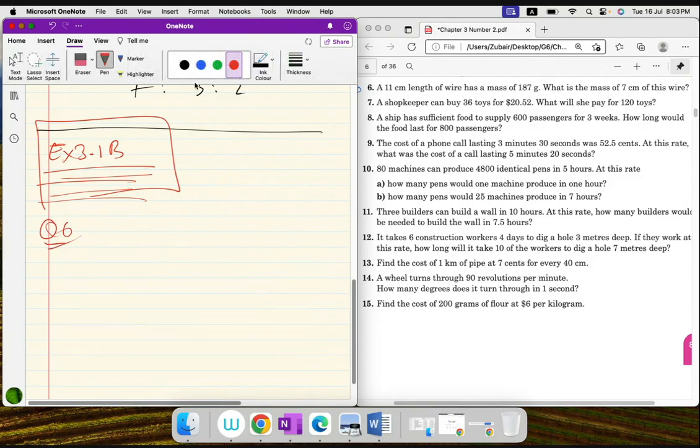Question 6, that is also good. Either we go for long division or we convert it into 1 unit. 11 centimeters, 187. 187 by 11 is for 1 centimeter. And for 7 centimeters, you get 187 times 7 divided by 11. This is 119 grams.